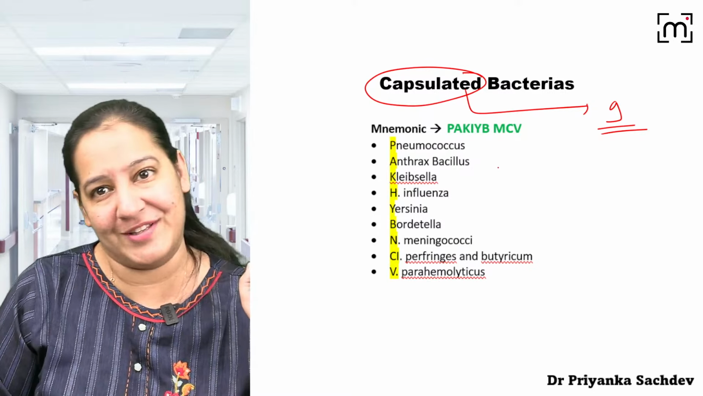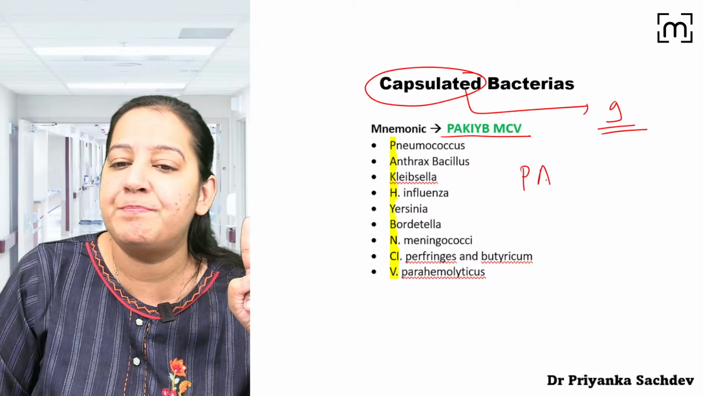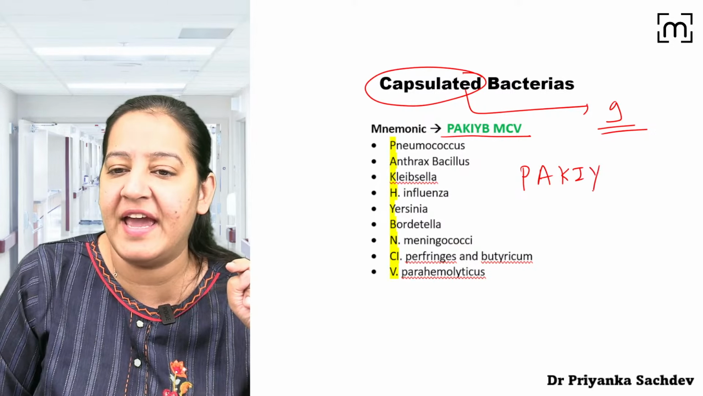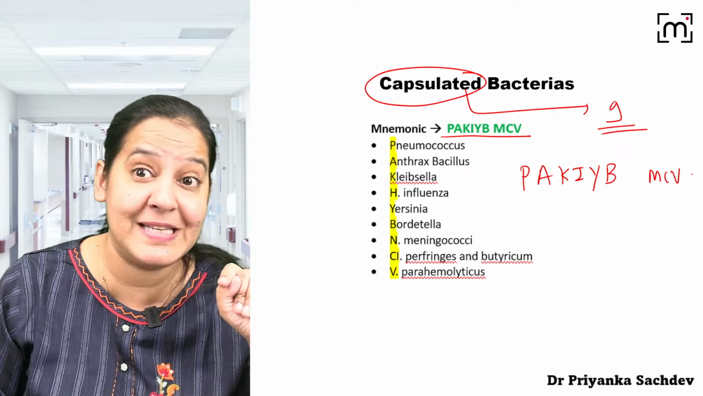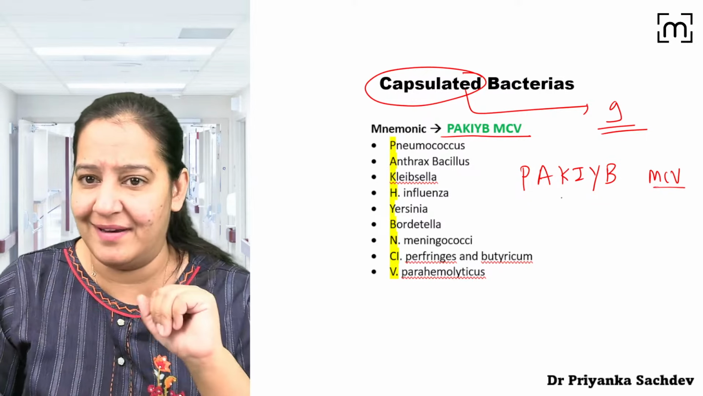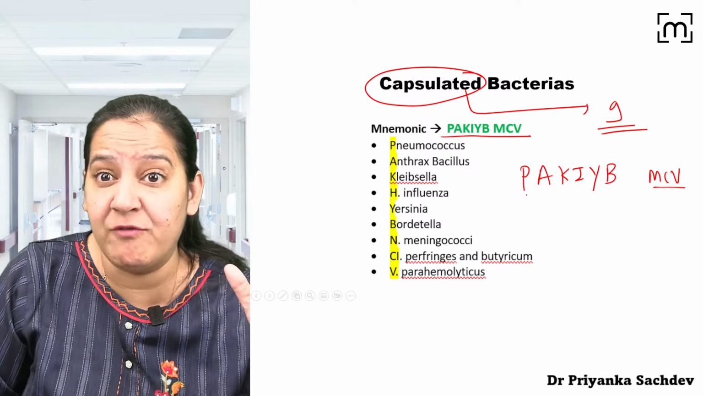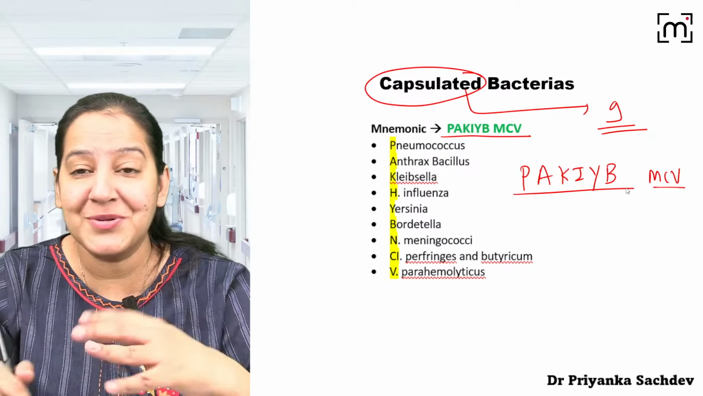So there is a mnemonic for the 9. The mnemonic is in front of you. I will write it also. It's PAKIYB MCV, P-A-K-I-Y-B. In pathology, we have MCV, MCH, MCHC. You know that? So MCV like that, you can learn. Or PCV, packed cell volume. So PAKIYB MCV is the mnemonic. You have to learn the mnemonic. So say the full form.